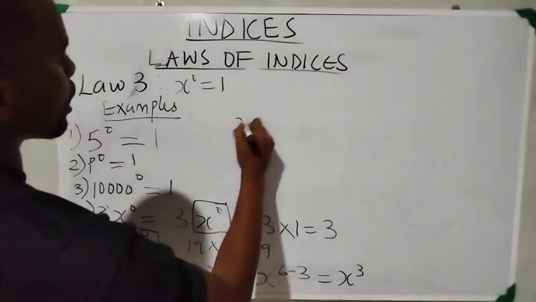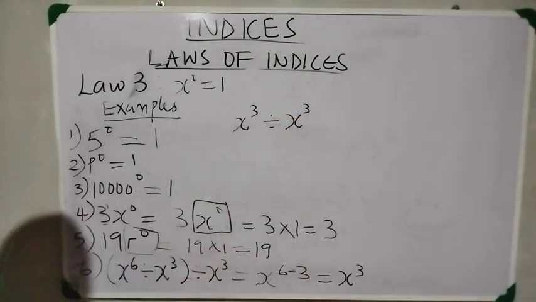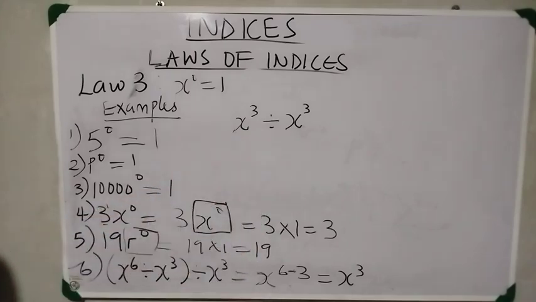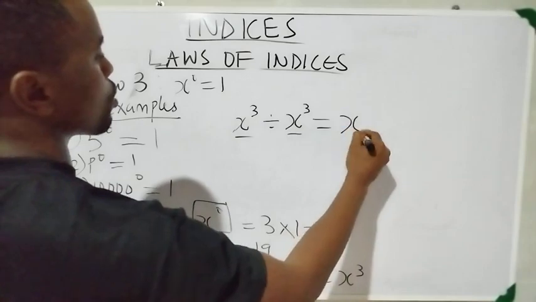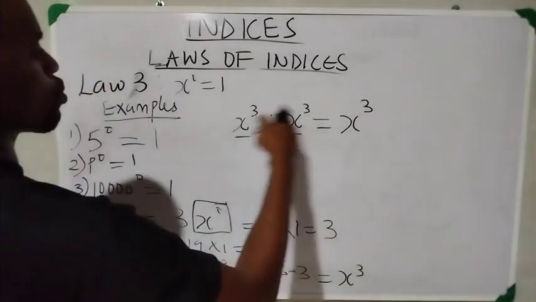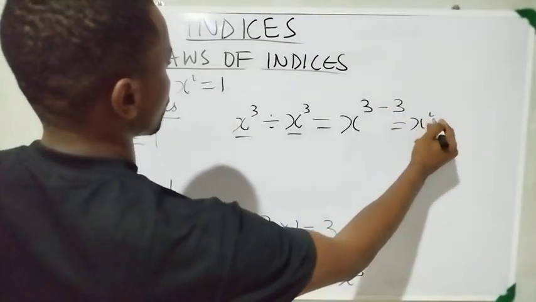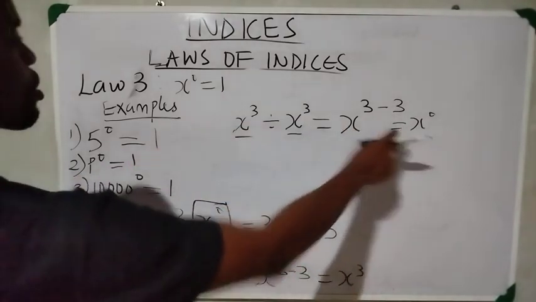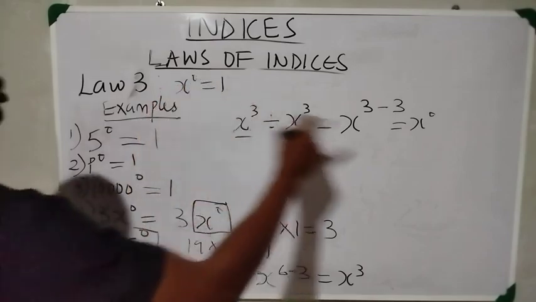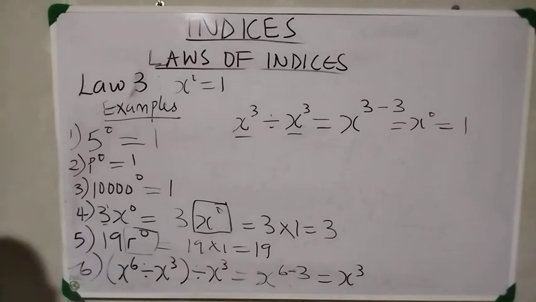So it's going to be x raised to the power 3 divided by x raised to the power 3. Still, we apply law 2 of indices because we have common base and they are dividing. So it's going to be x raised to the power 3, the powers we subtract, minus 3, which is what? X raised to the power 0. Is this our final answer? No, because according to this law of indices, anything raised to the power 0 is 1. So it means that our final answer is 1.